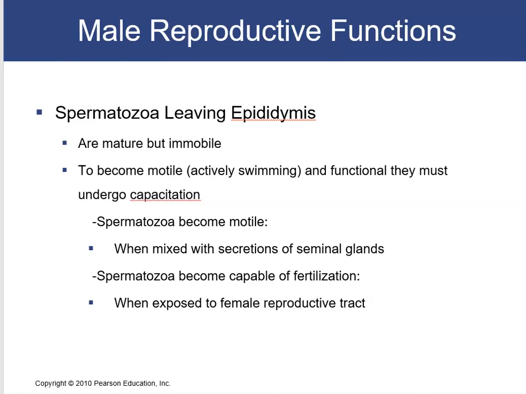Capacitation involves 2 steps. First, the spermatozoa become motile when they are mixed with secretions from the seminal glands, which we'll talk about here in just a moment. The spermatozoa become capable of fertilization when they are exposed to the female reproductive tract. Then different changes happen, and they are then capable of fertilizing the egg.